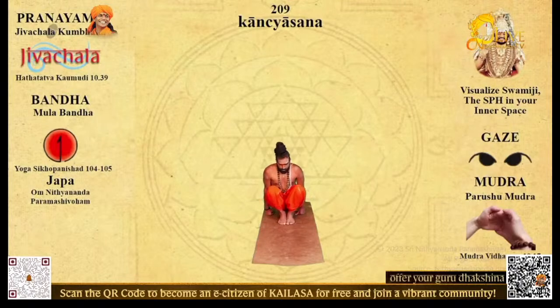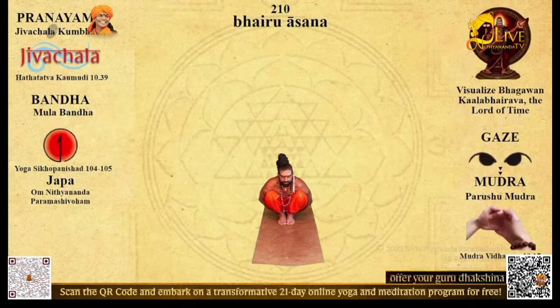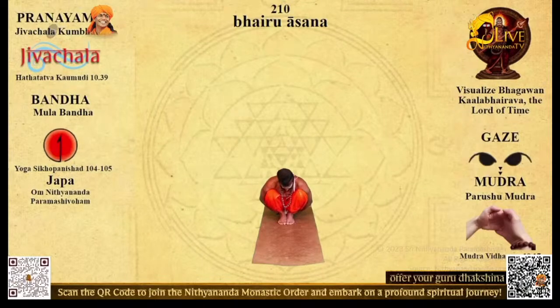Next up is Bhairu Asana. Now bring the feet together, sit in a squatting posture with your heels touching the perineum. Sit straight and interlock your fingers behind in Pasha Mudra. As you gaze to the navel, visualize Bhagavan Kala Bhairava, the Lord of Time.